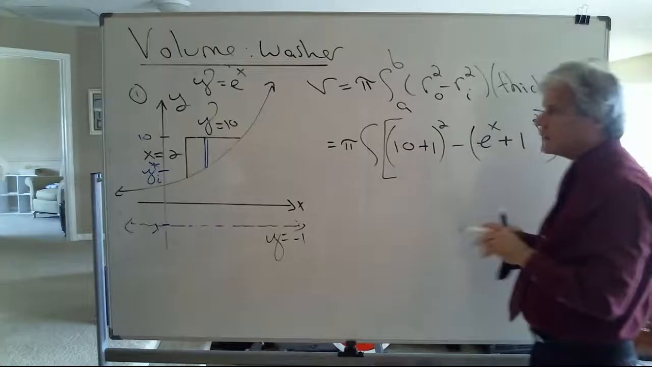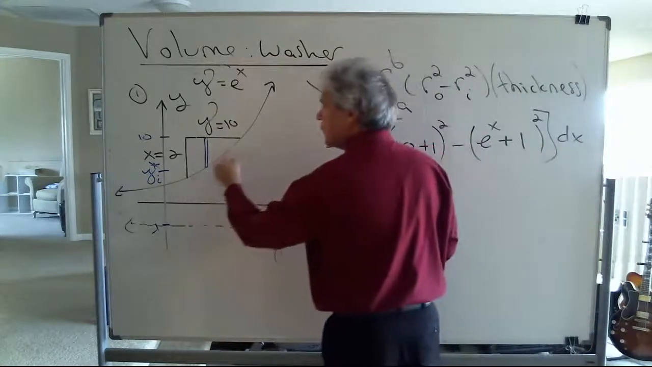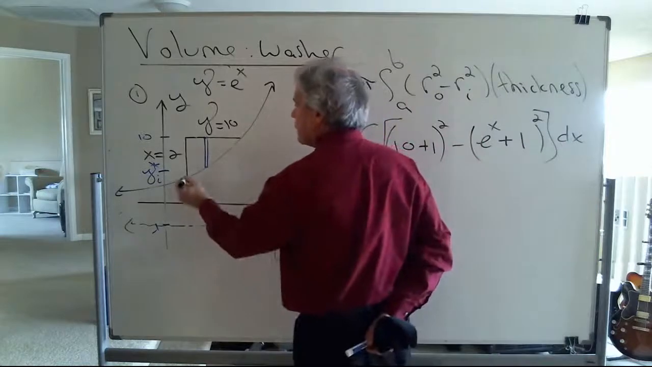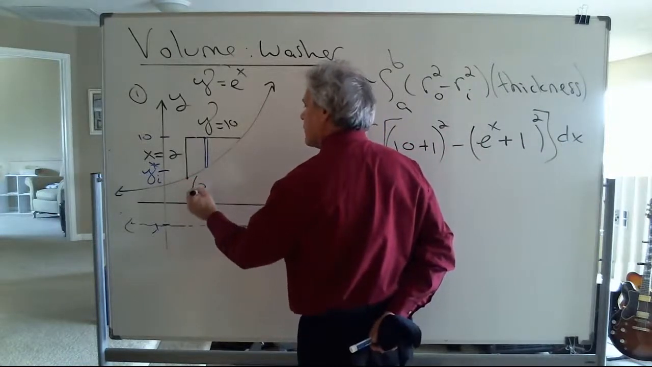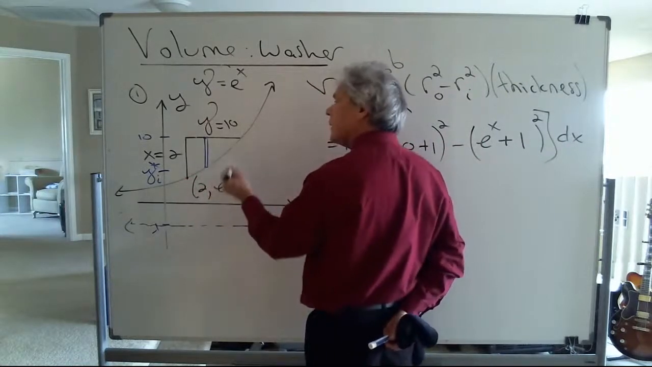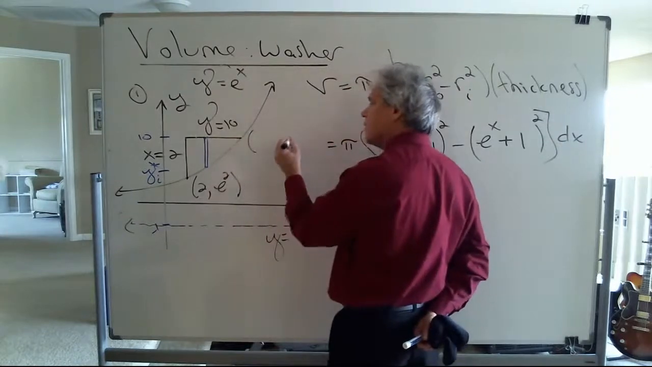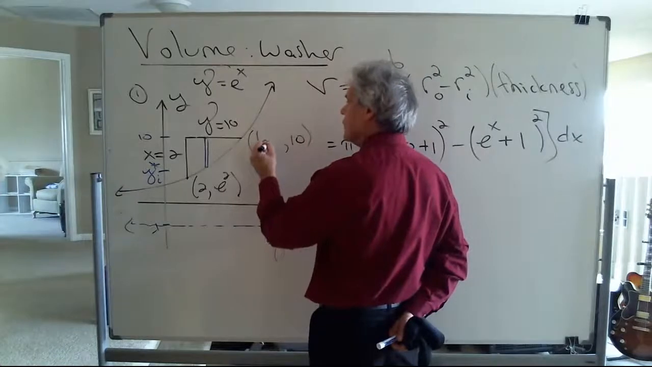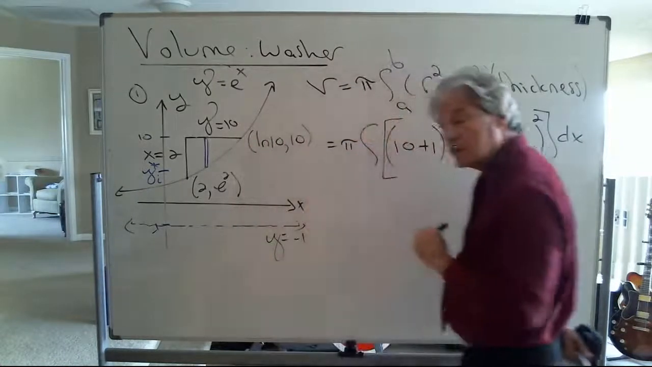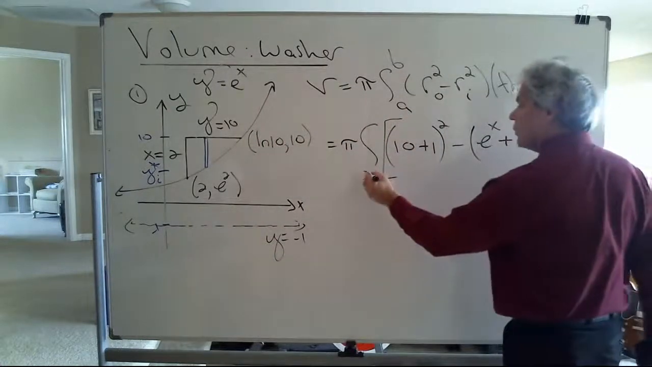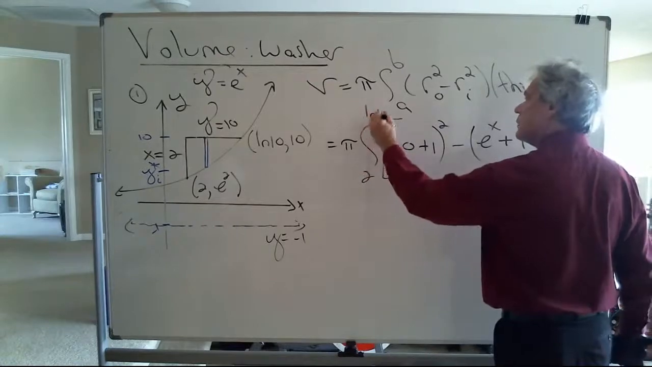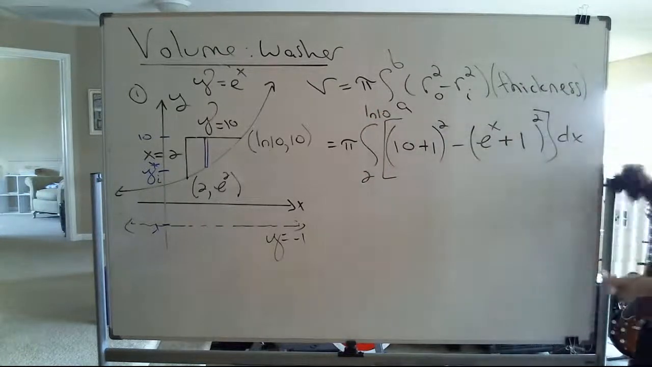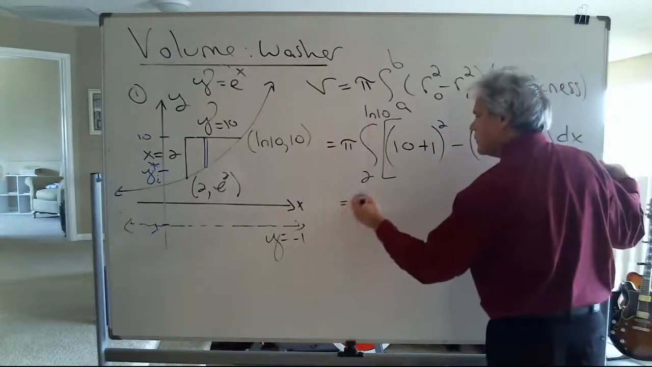And my bounds are simply going to be one extreme x value to another extreme x value. This point of intersection is located here. This point of intersection is located at a y value of 10, whose x value will be the natural log of 10. Looks to me like my bounds of integration are from here to here. Now, if I'm not being too sloppy, let's see if we can evaluate.